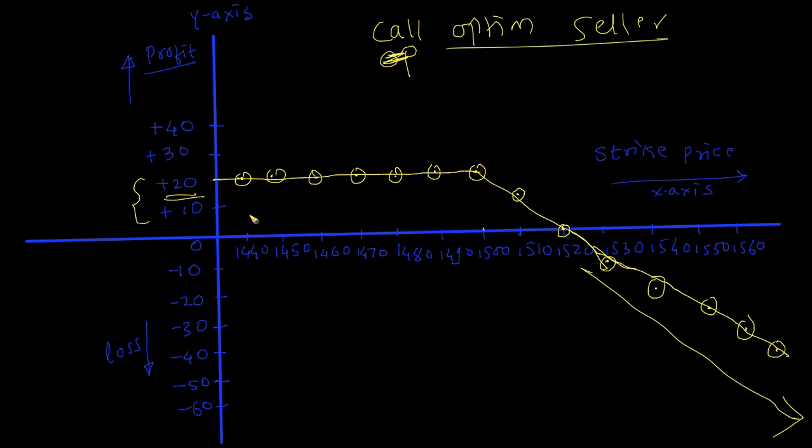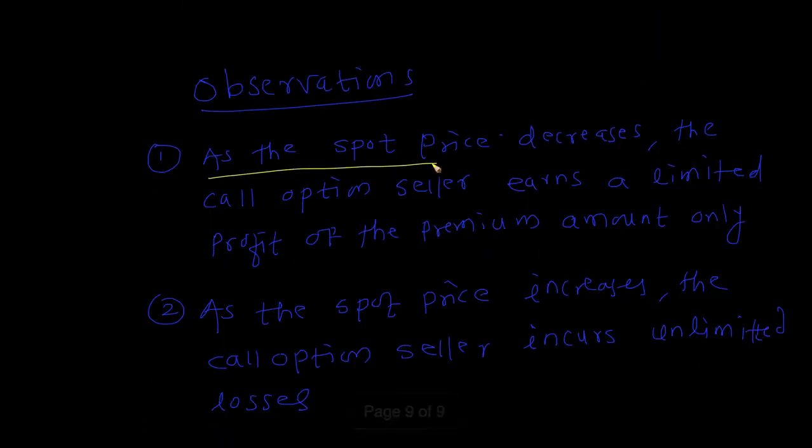So what are the observations from this? The profit is limited for the call option seller. In fact, for any option seller, the profit is limited. Here we are talking about the call option, so for this call option seller, he earns at max only the premium amount which he charged, in this case 20. But his losses are unlimited. He will incur heavy losses if the price moves in the opposite direction.